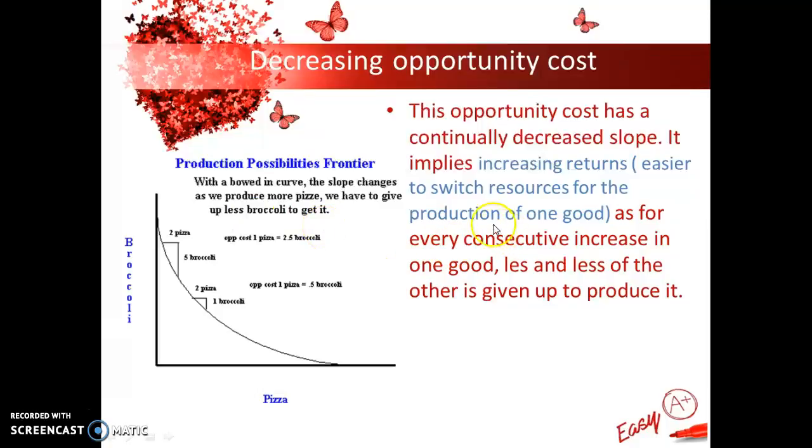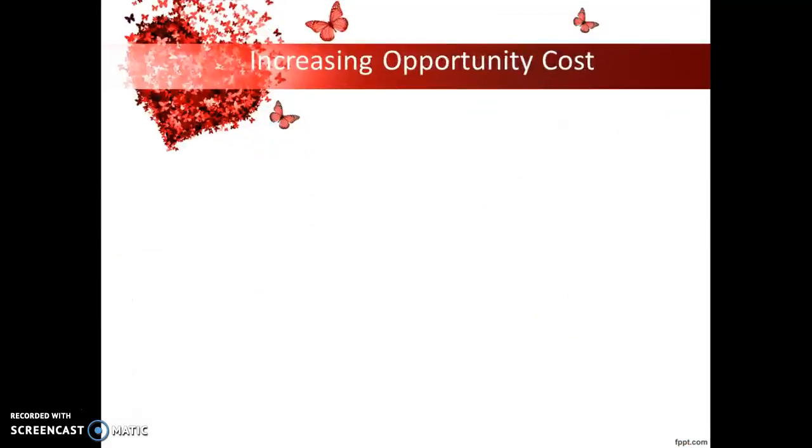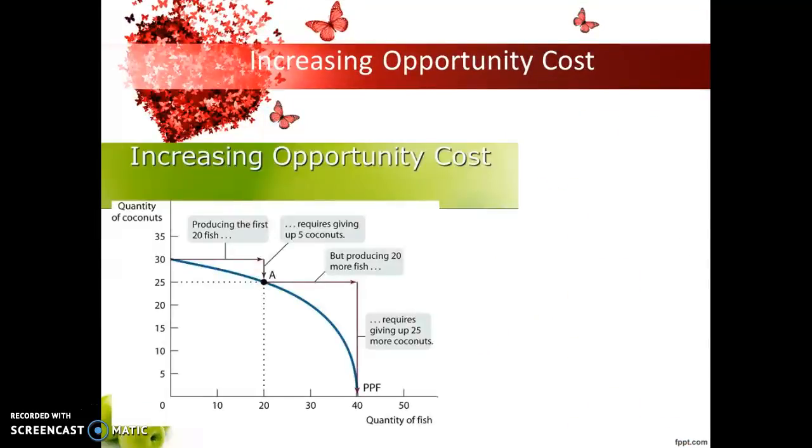And this is increasing returns for the company because they can easily switch resources from pizza to broccoli. So the same resources that you use to produce broccoli are the same resources that you can use to produce pizza. That's why it's increasing returns, because the company saves more money. It's more affordable with decreasing opportunity cost. So our company would want to produce a good that has either a constant opportunity cost or a decreasing opportunity cost. And the final one is increasing opportunity cost.